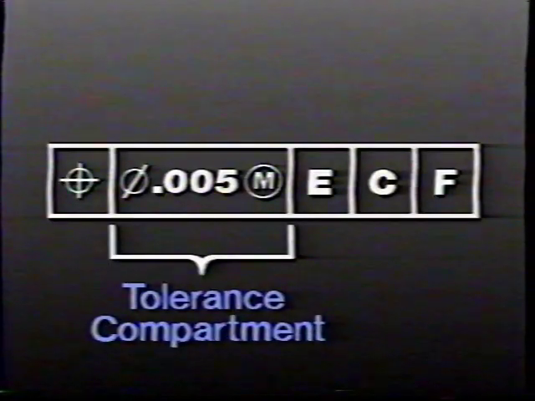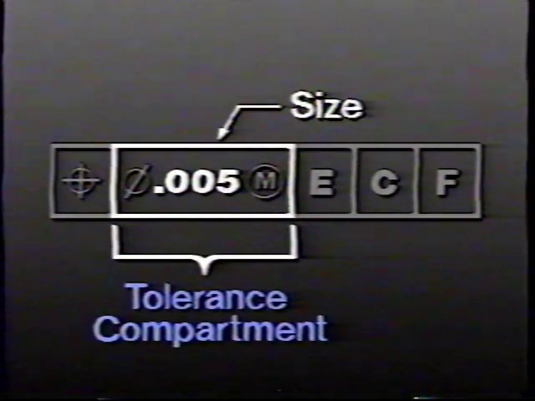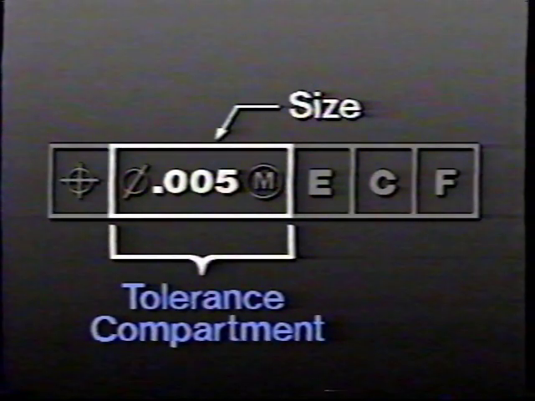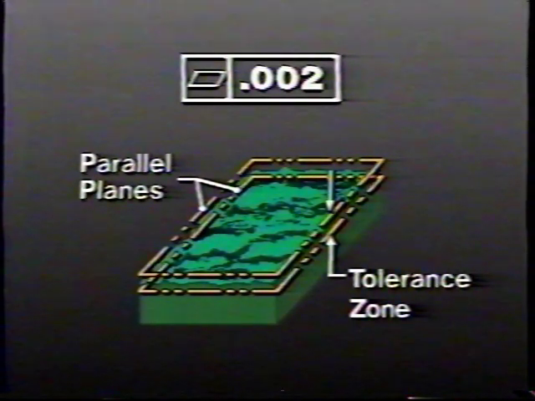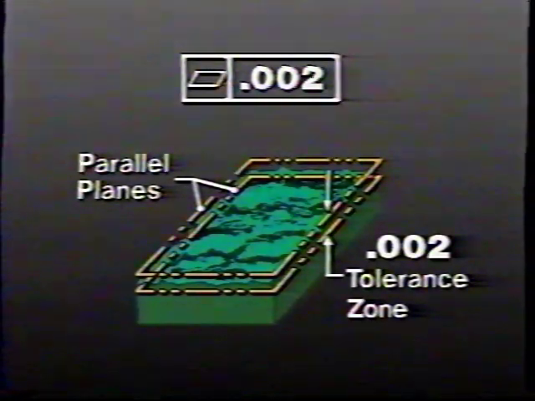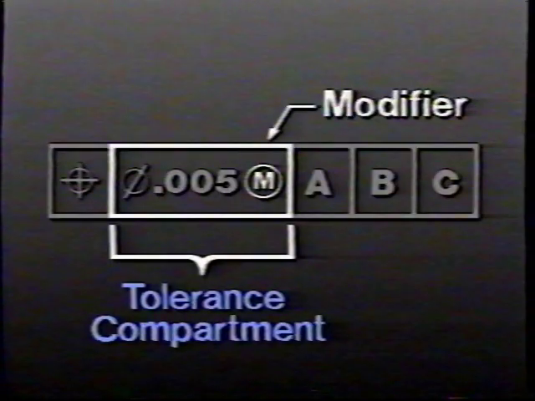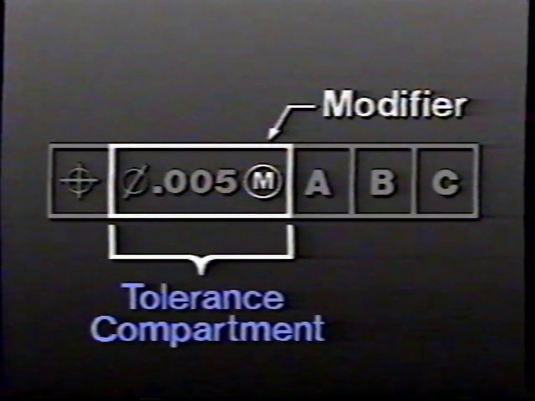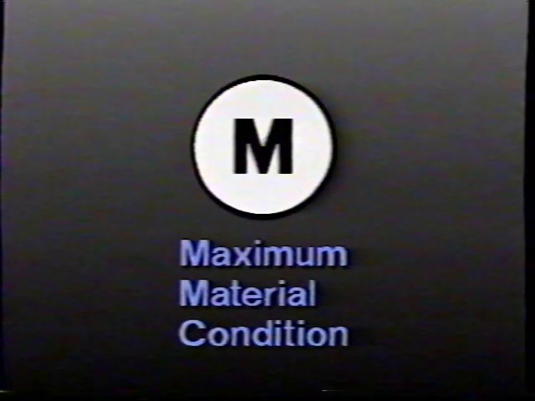The next element in this compartment is the size of the tolerance zone. Here the cylindrical tolerance zone is 5 thousandths in diameter. If we were checking for flatness, the width of the tolerance zone between the two parallel planes would be 2 thousandths. The tolerance zone specifications may also include a modifier. A modifier further qualifies the tolerance zone specifications. You're already familiar with this modifier from Unit 1, maximum material condition.